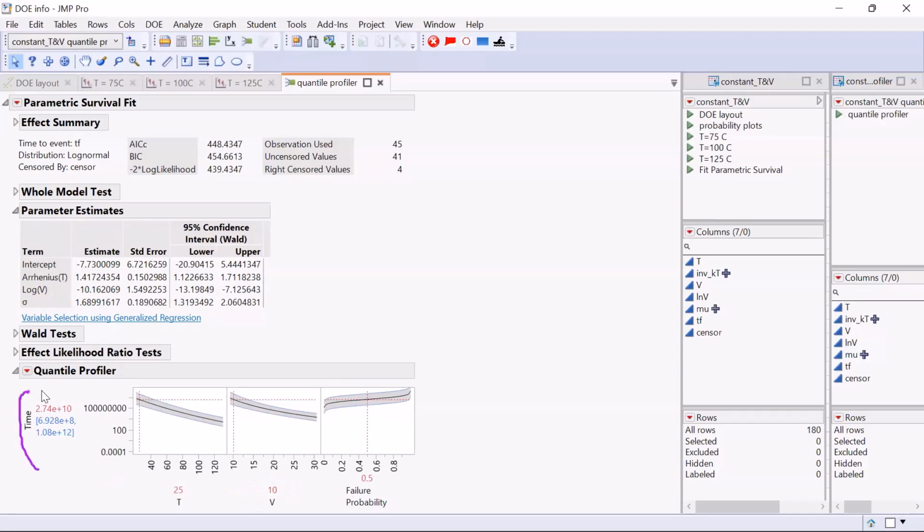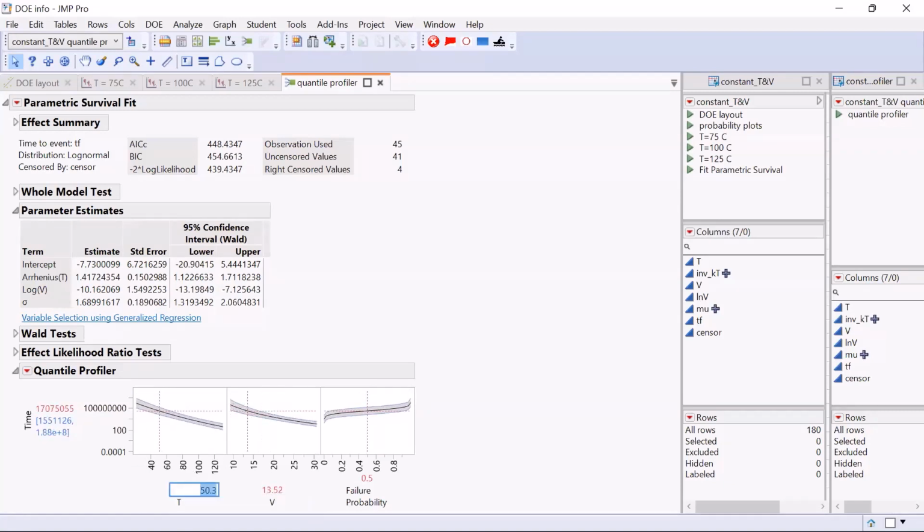And the answer is about 2.7 times 10 to the 10th hours, which is a very, very long time. And I even get confidence bounds on that. The lower confidence bound is about 7 times 10 to the 8th hours. And again, since this is a profiler, I can play games. I can see what would happen if we want to change these numbers.